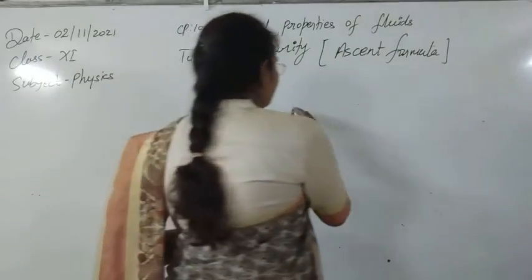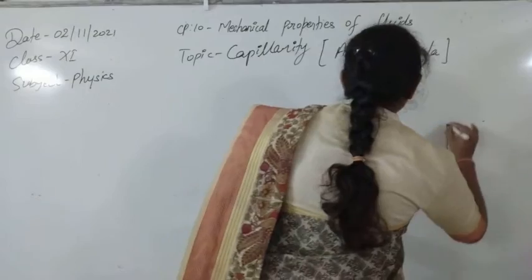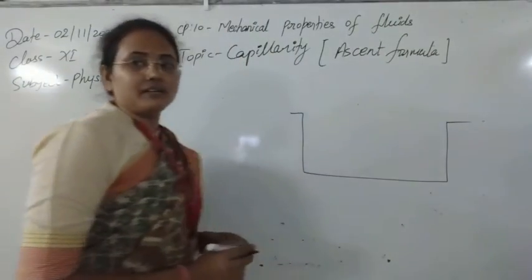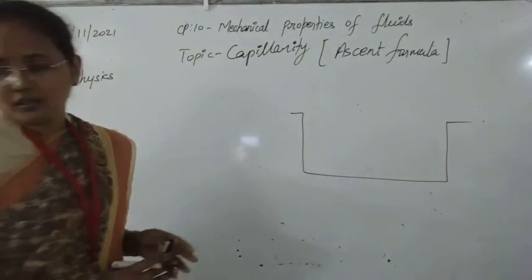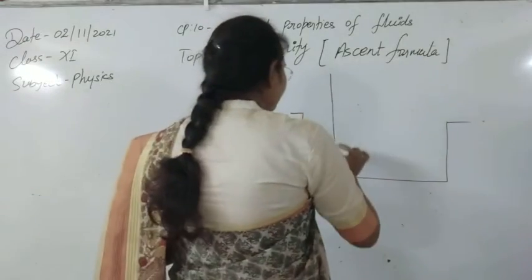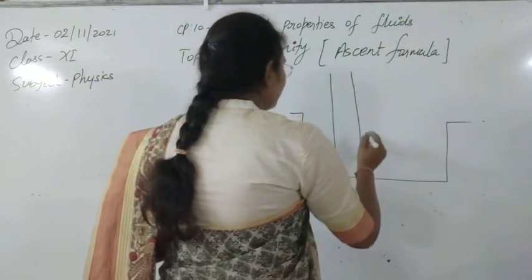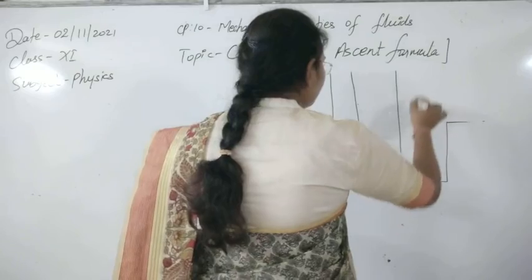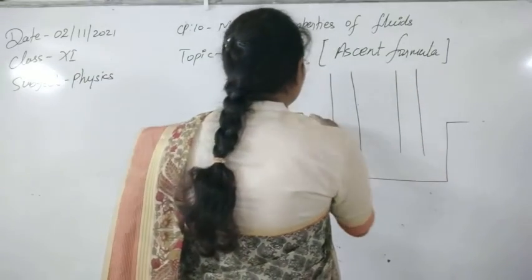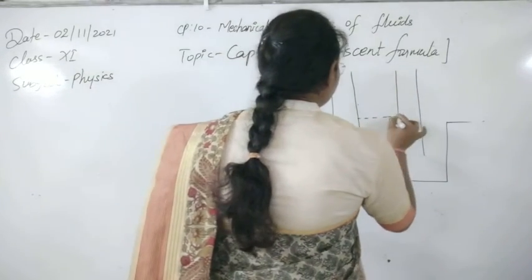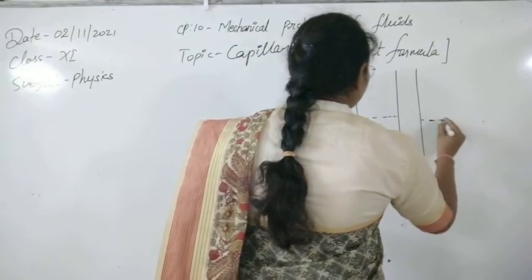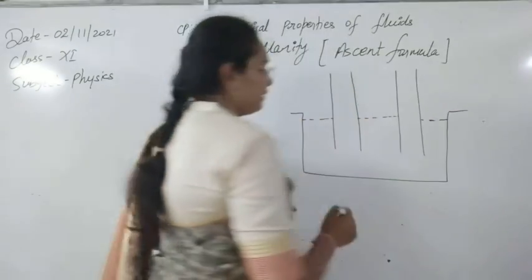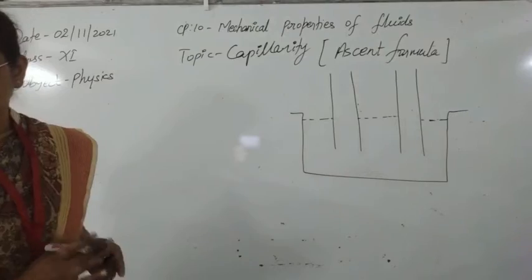And suppose this is our beaker. On this beaker we have taken some liquid, and a capillary tube. So this is our capillary tube. Now up to this limit, suppose water has filled in this container. Now it is clear, I think, up to the figure.